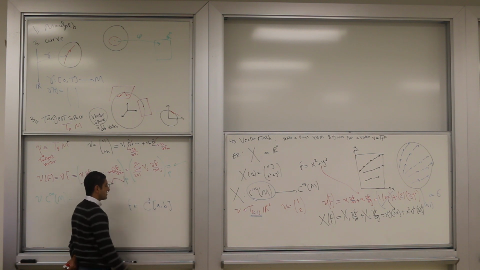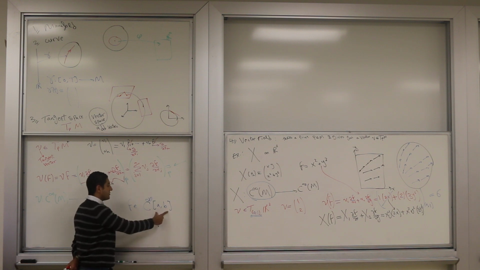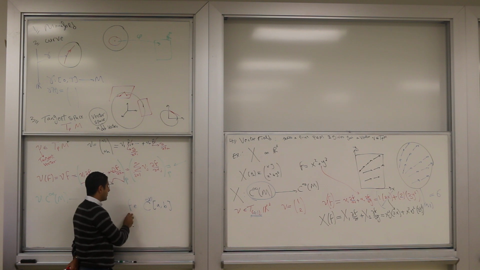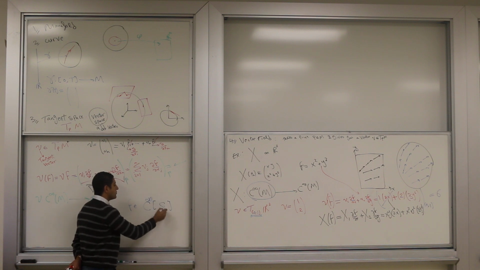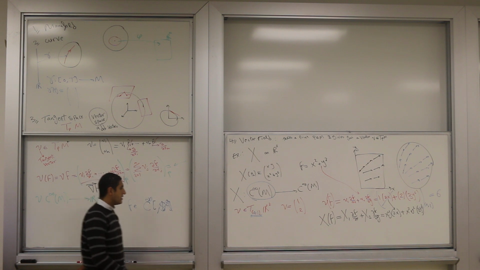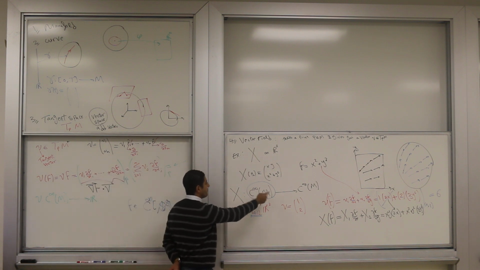If I do this, it's twice differentiable. If I do this, it's infinitely differentiable, like sine and cosine. And this is the interval, the domain over which the function is defined. It can be anything. It can be an interval from A to B. It can be the sphere S2. It can be any manifold M, whatever. So this is any smooth function on the manifold.